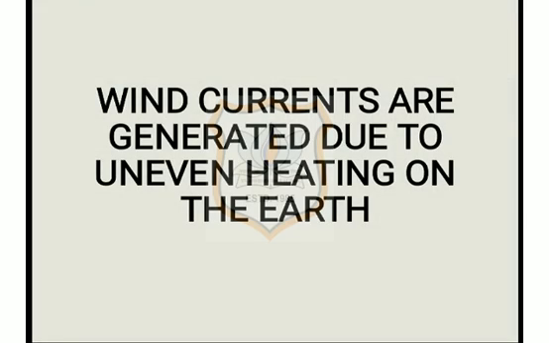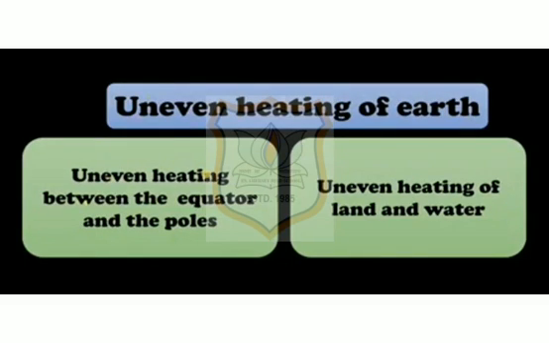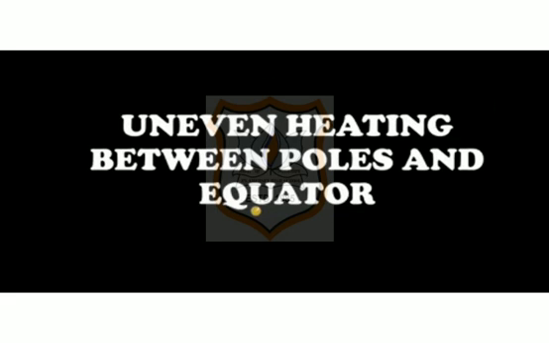Students, in this video we will discuss how wind currents are generated due to uneven heating on the earth. First we will discuss uneven heating between the equator and the poles. Then we will discuss uneven heating of land and water. So I will explain uneven heating between the poles and the equator.